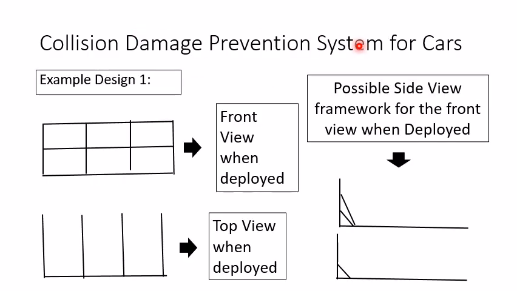So, collision damage prevention systems for cars. This is example design one. This is a front view of the system when it is deployed. This is a top view of the system when it is deployed. This is side view of the system when it is deployed. And there are two possible frameworks for the side view deployment.